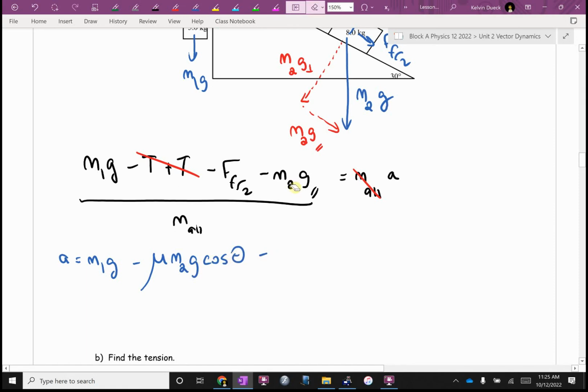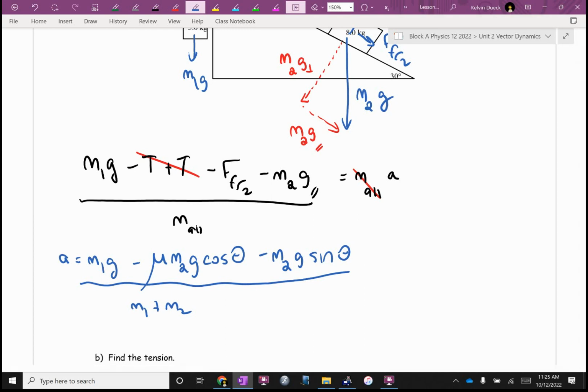And then, Nick, now we have M2G parallel. Which trig function is that going to be? Yes. All over M1 plus M2. Common mistakes: it's amazing how often kids forget the second G or the third G because they've written so many G's, their brain has kind of checked off, look, I took care of gravity. Just be really meticulous. You can see it's easy to make mistakes here.